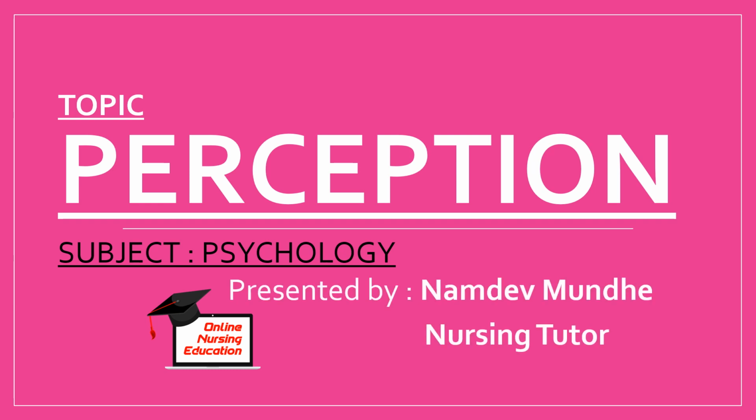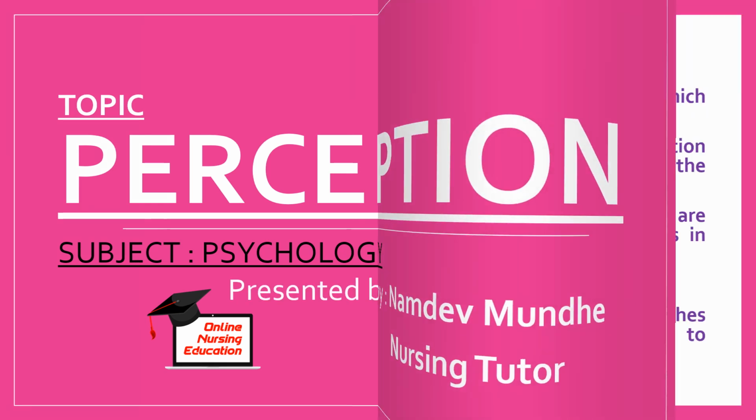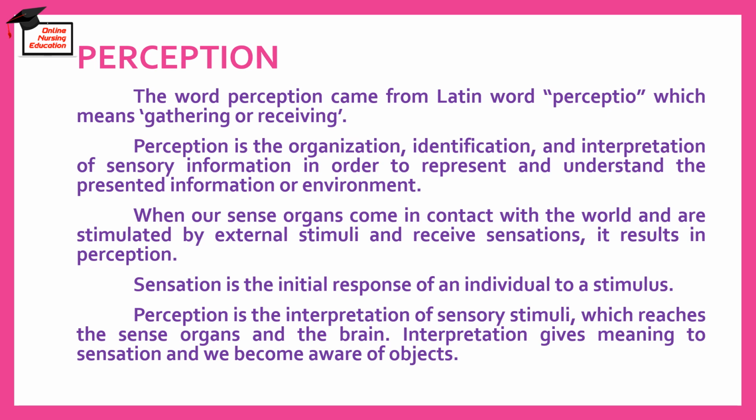Topic: Perception. Subject: Psychology. The word perception came from the Latin word perceptio, which means gathering or receiving. Perception is the organization, identification, and interpretation of sensory information in order to represent and understand the presented information or environment. When our sense organs come in contact with the world and are stimulated by external stimuli and receive sensations, it results in perception. Sensation is the initial response of an individual to a stimulus.